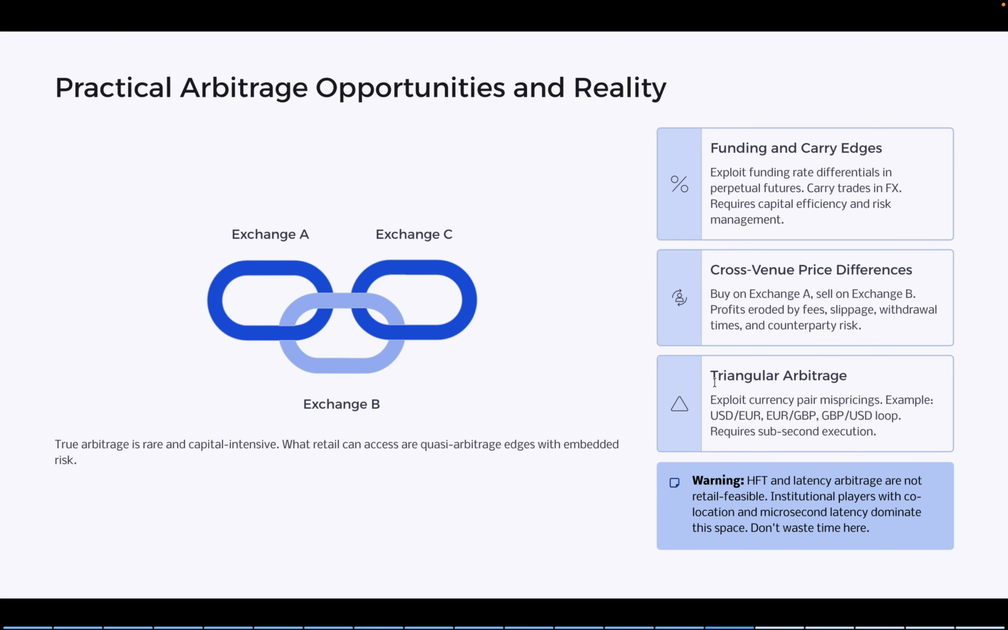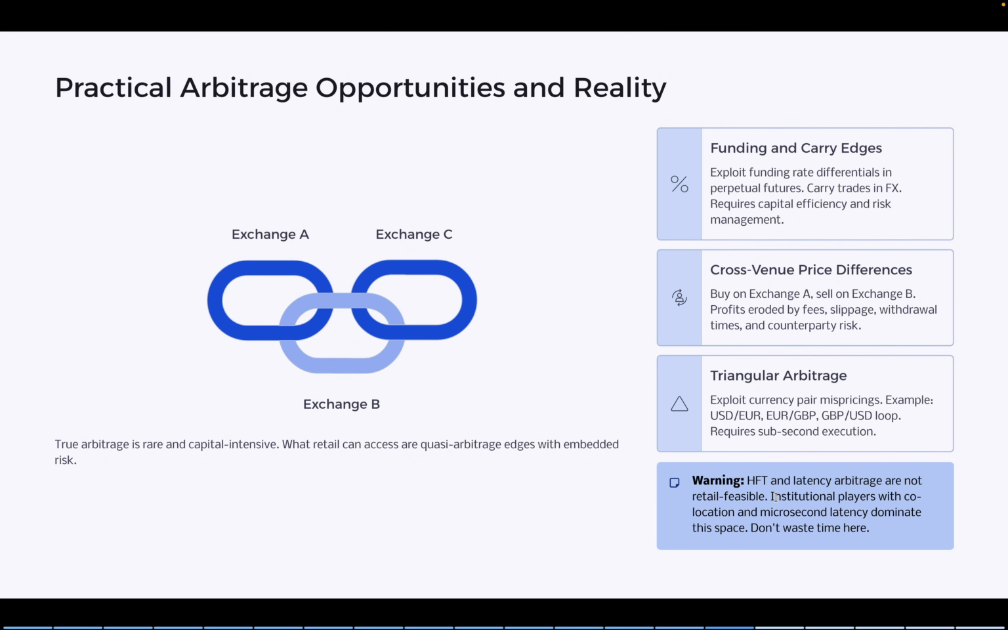So then you also have triangular arbitrage. It exploits currency pair mispricings. So for example, USD to Euro, then Euro to GBP, and then GBP to USD loop, right? But this would require sub-second execution, which again, that's why we're learning about algo trading, right? So there's one little warning. Don't get too excited. If you have a small budget and small resources, don't get too excited by HFT and latency arbitrage.